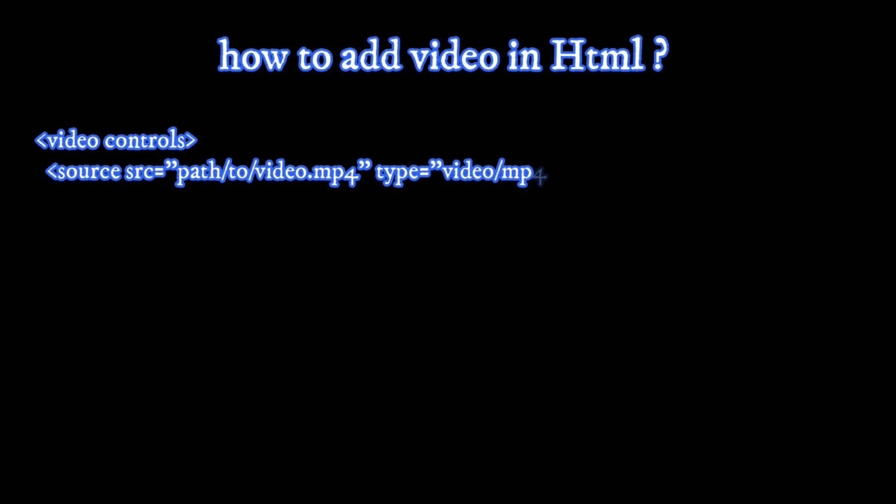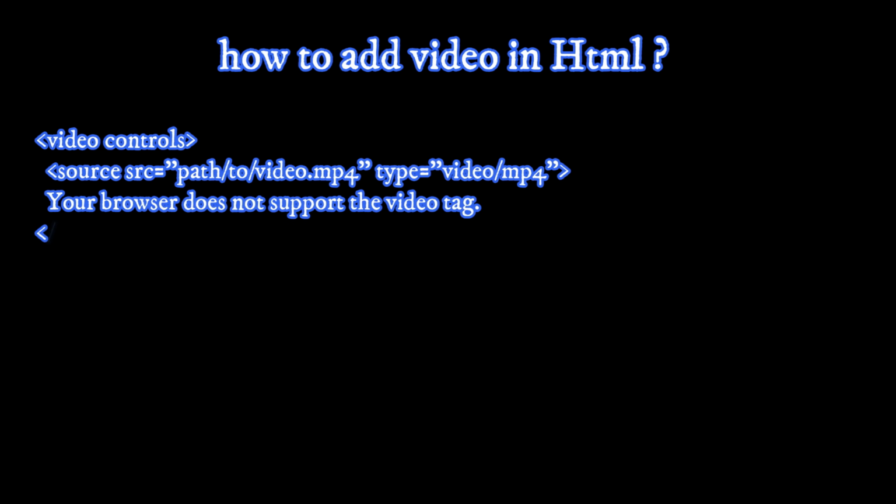In this example, the video element is used to embed a video file located at path/to/video.mp4 into the HTML page. The controls attribute adds standard video playback controls, such as play, pause, and volume. The source element specifies the location and format of the video file, and in this case, it is an MP4 file.